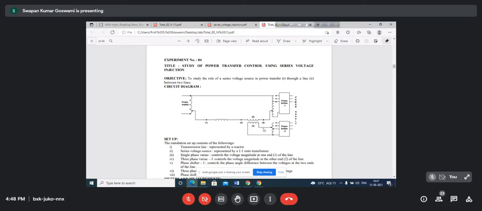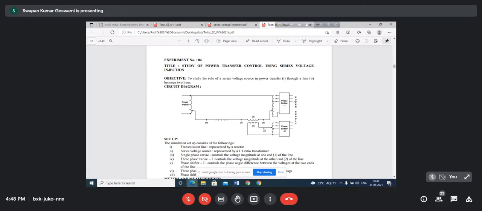You can add a voltage in phase with another voltage, and that will increase the magnitude of the voltage at one end. By this you can control the voltage: in-phase voltage boost. Quadrature voltage boost means you add a voltage at 90 degrees with the existing voltage. That basically controls the phase angle difference between the two voltages. When you add voltage in phase with another voltage, the voltage magnitude increases.